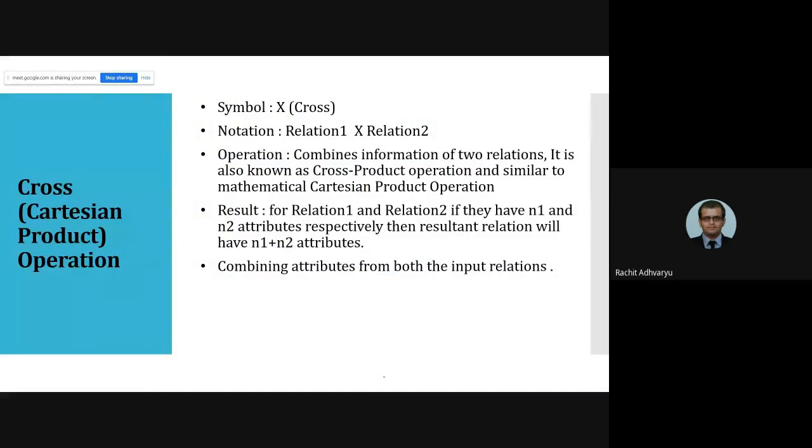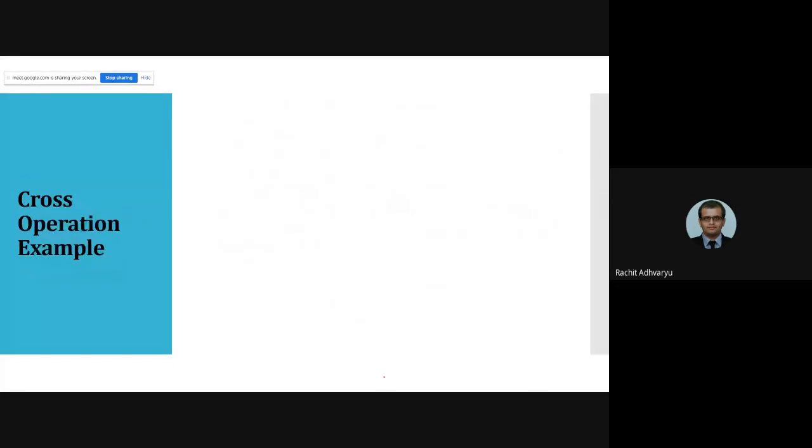Cross product is simply a joining of each row of one table with each and every row of the other table. That is what you should remember in short: in cross product or Cartesian product, we are joining each row of one table with each and every row of the other table. That is what cross product is. For an example, we took an example like this.